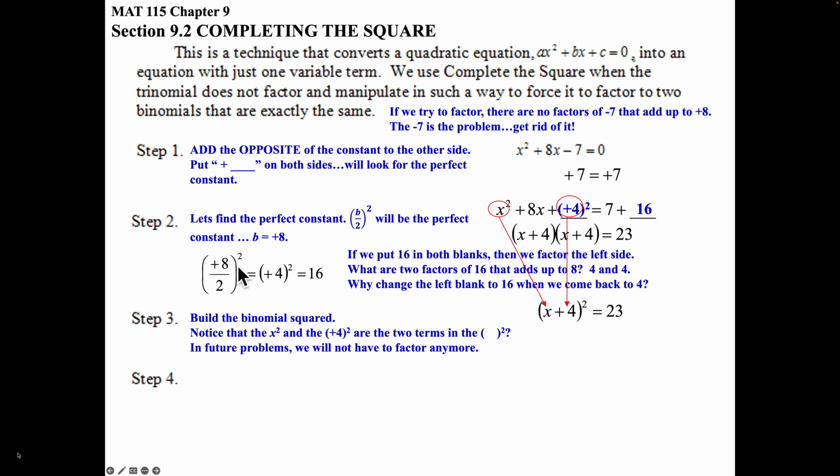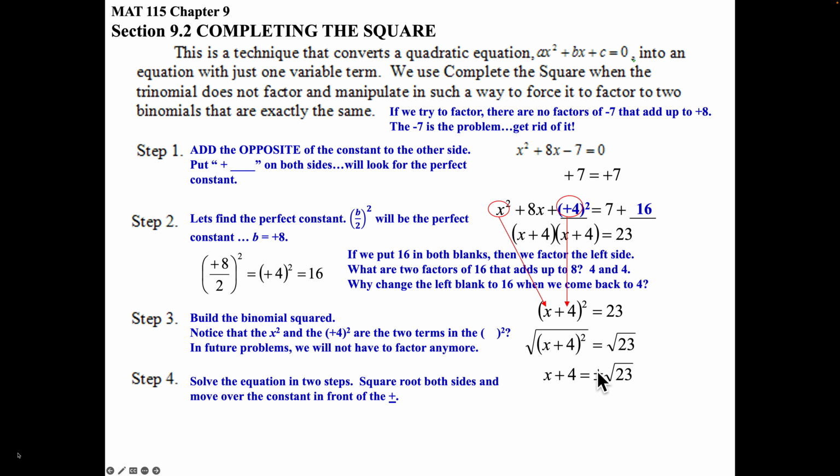That's why I want you to include the sign, because that's the sign that you will have in your parentheses. So if that was a -8, -8, -4, -4 squared, I'd have a -4 here. Wait a minute, we can solve this. We're 2 steps away from being done. You take the square root of both sides, give me the plus or minus square root of 23, subtract over the 4 in front of my plus or minus, just like we did in the previous section, 9.1. And there's my answer.